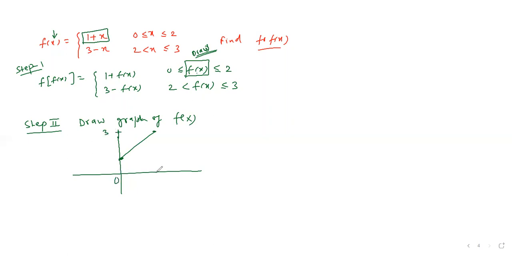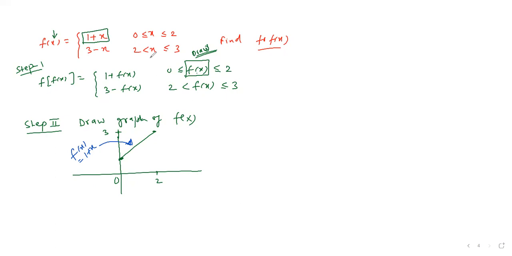This is 0. This is 2. I must put a name here. This is nothing but f(x) equal to 1 plus x. Isn't it? Guys, what is this graph? What is this graph, the second one?